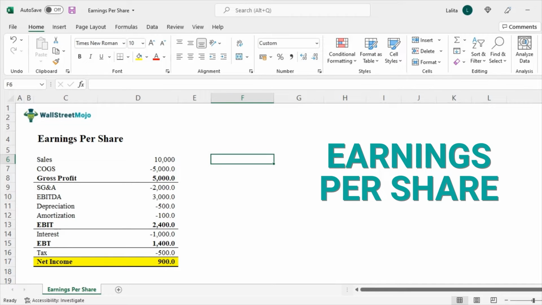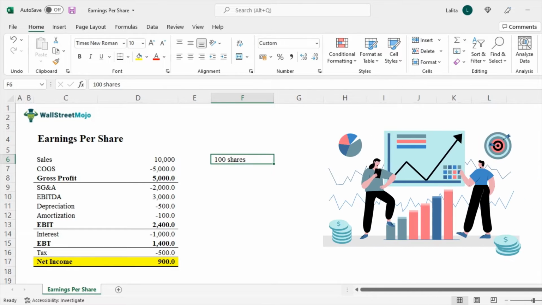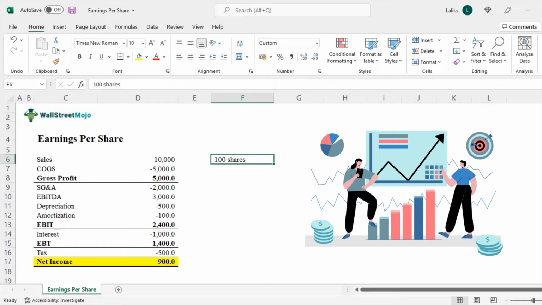Let's imagine that there are 100 shares in the company, okay? What does this 100 shares essentially represent? 100 shares represent 100% ownership of this company. So what this implies is that the true owners of this net income of $900 will be the ones who own these 100 shares, because that amounts to 100% ownership. So what does earnings per share actually give us? Earnings per share gives us a number about what the earnings of the company are on a per share basis.